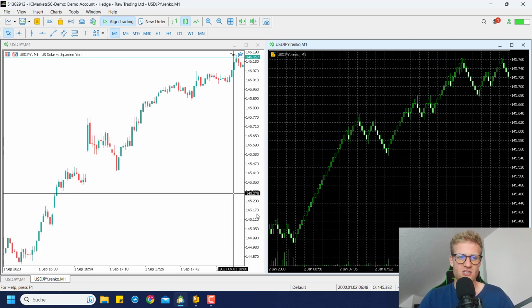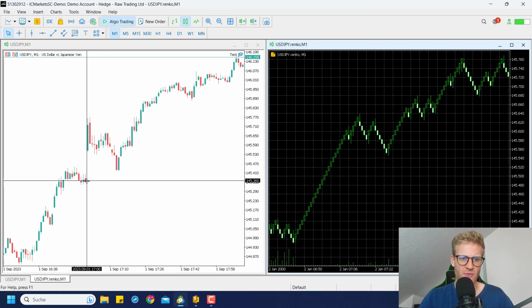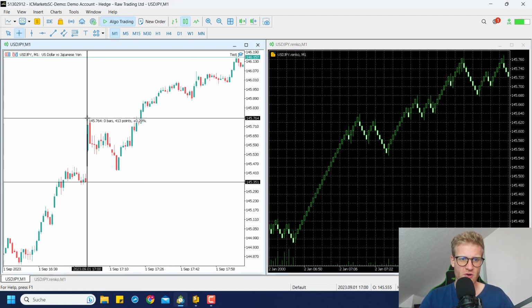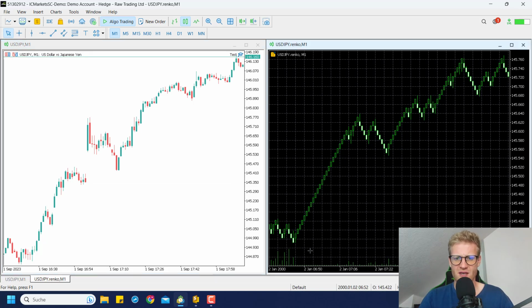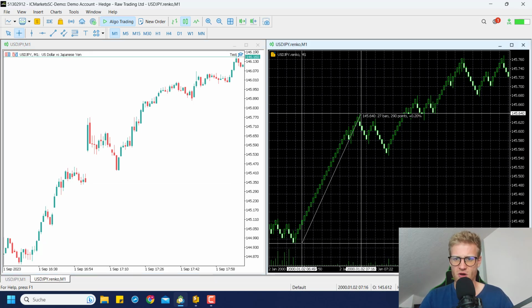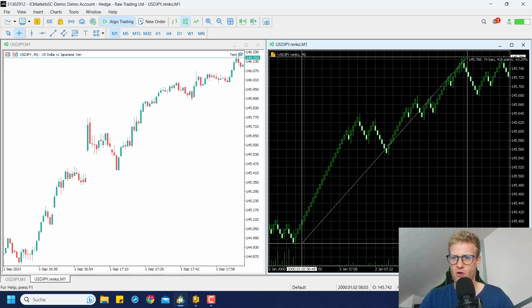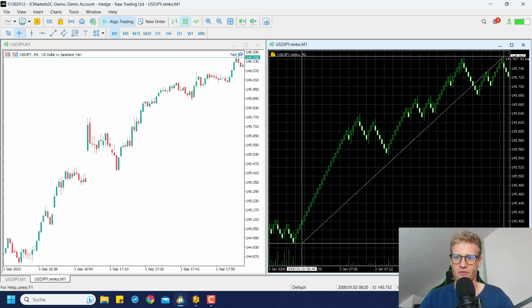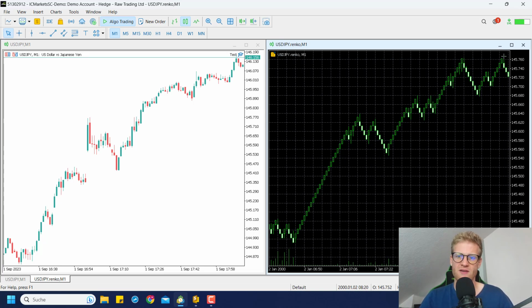So you can see the Renko chart built a lot of different candles, even if it was only one candle in the normal chart. If we compare the range, for example, from here to here, it's 413 points. And from here to here, it's only 290. So we have to go up to here, and this was the complete green candle movement. And even here, this was the top of the next following red candle.